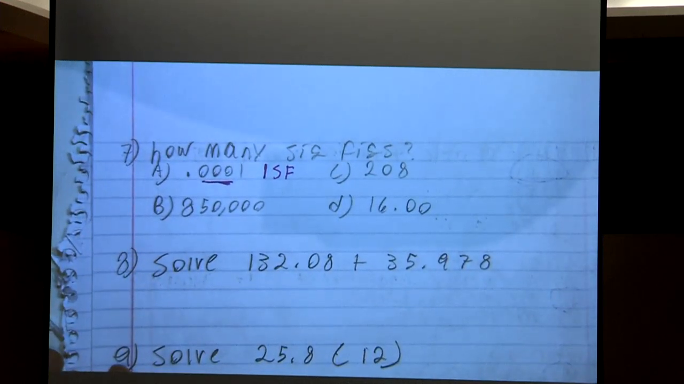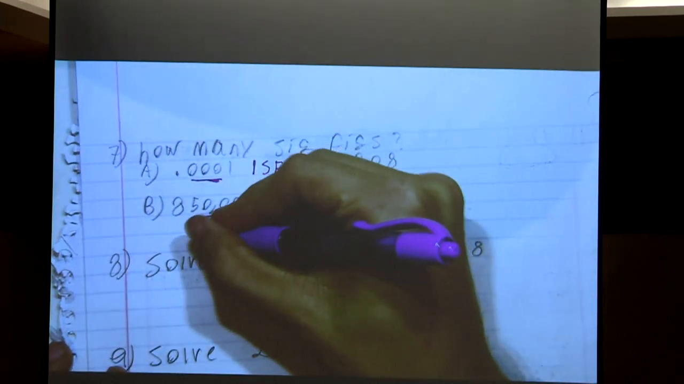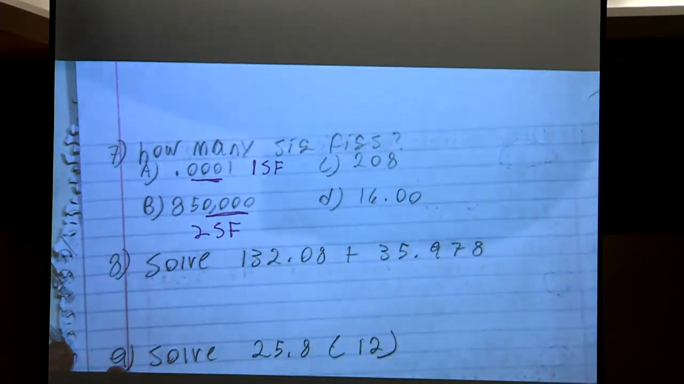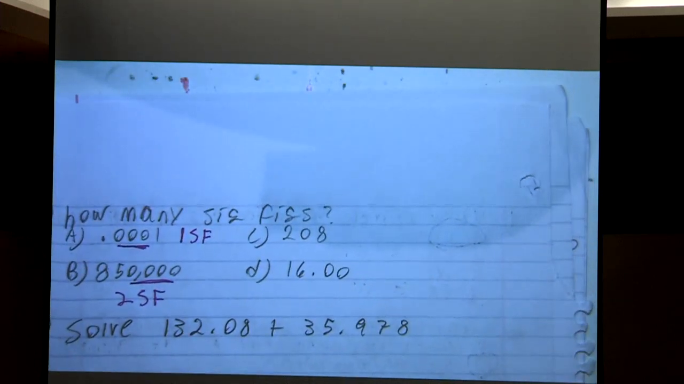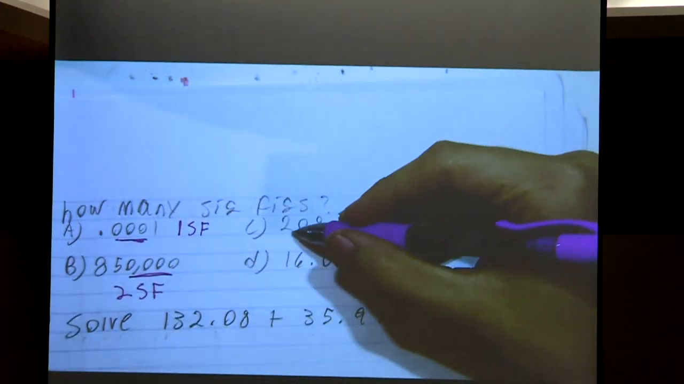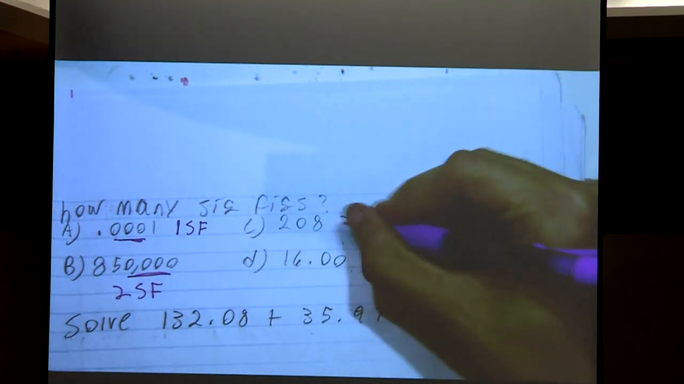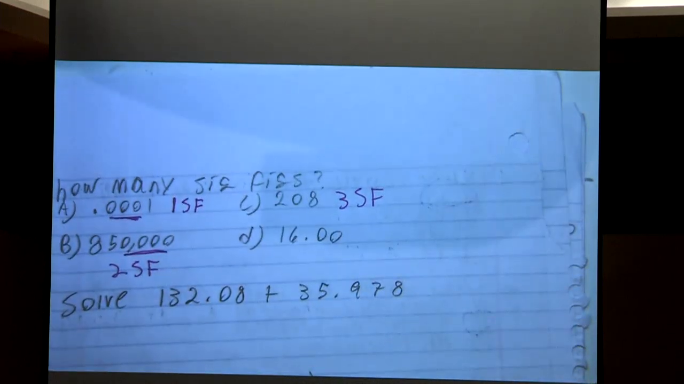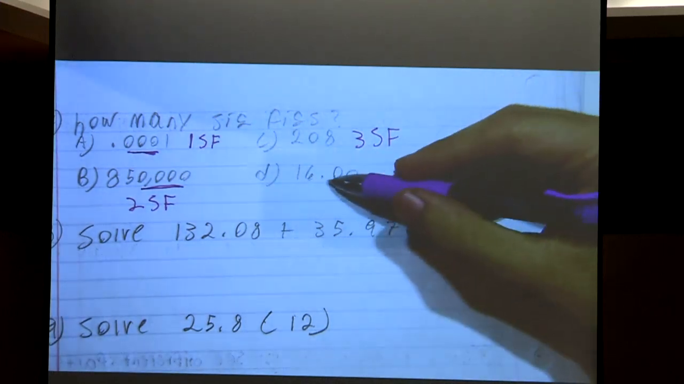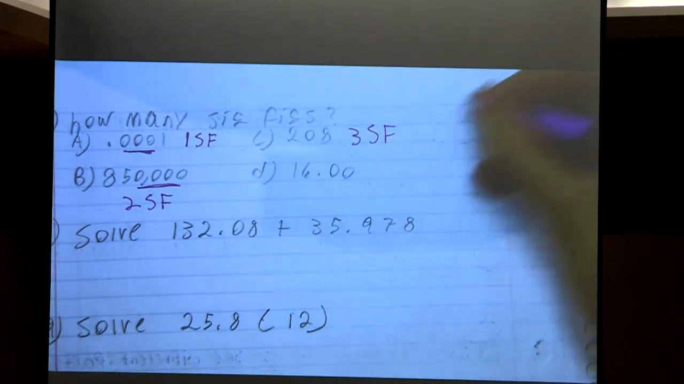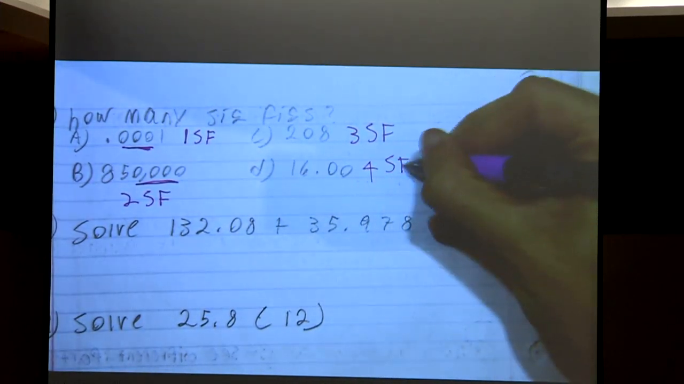7b, 850,000. Remember that trailing zeros never count for significant figures, so we're left with just 2 sig figs. Okay. C, 208. Remember that zeros in between two non-zero numbers always count. So here we're left with 3 significant figures. And then 16.00. I believe this would be 4 significant figures because of the trailing decimal point. So 4 sig figs.